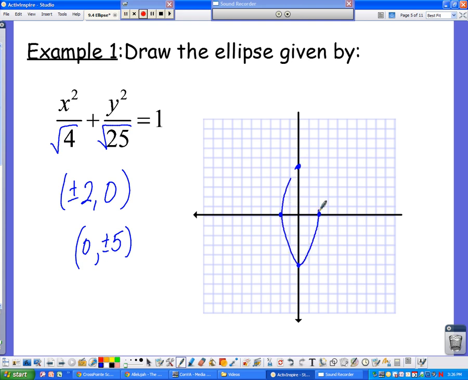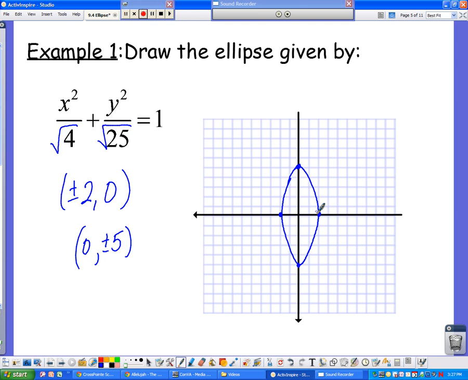And there's what our graph would look like on an ellipse. Okay? And if you notice, the number underneath the y is the largest, so that's why these would be your vertices. Those would be your vertices. And since the 4 is a lot smaller, even though we graph it the same way, those would be your covertices. Okay? All right.